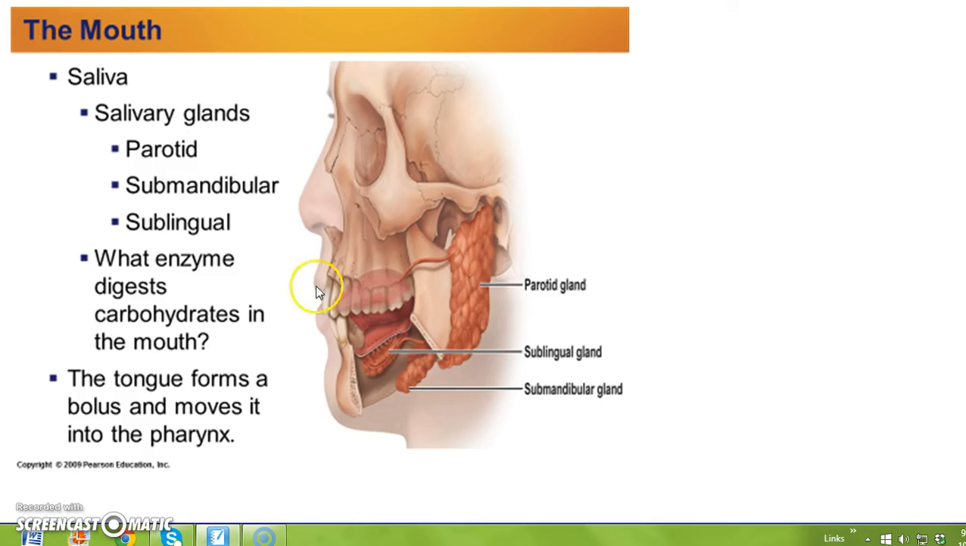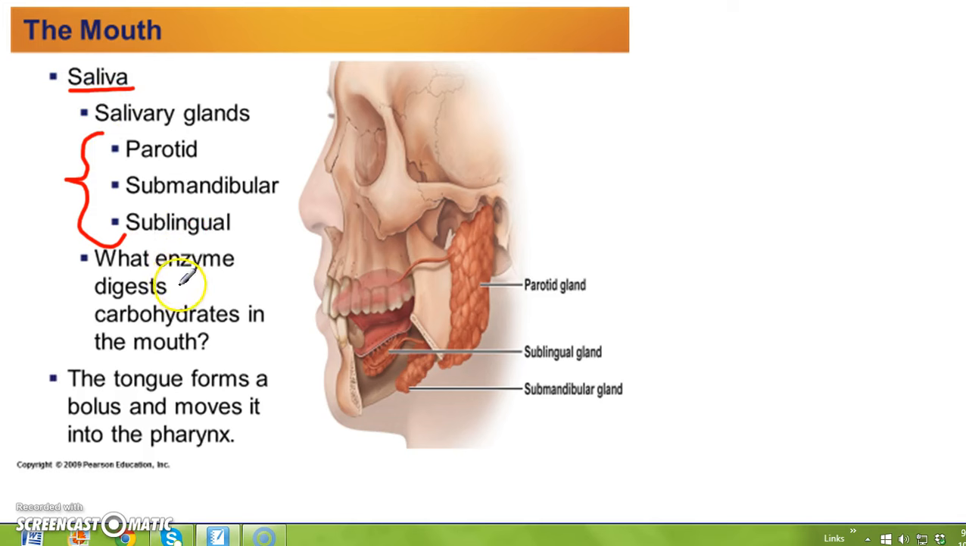So to begin with, in the mouth, where the digestive process starts, even before food gets into our mouth, just the thought of food, we have 3 sets of salivary glands. You can see their location here. They are going to start secreting saliva to help moisten the food and make it more movable and easier to swallow.